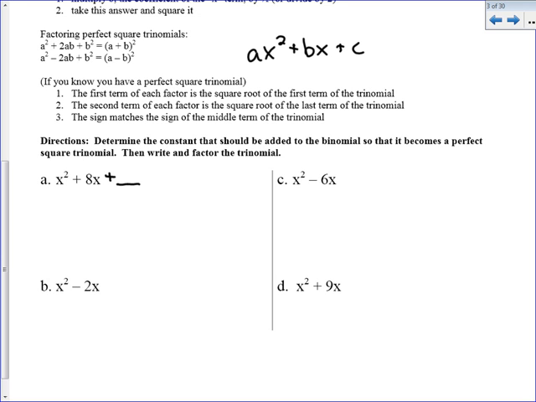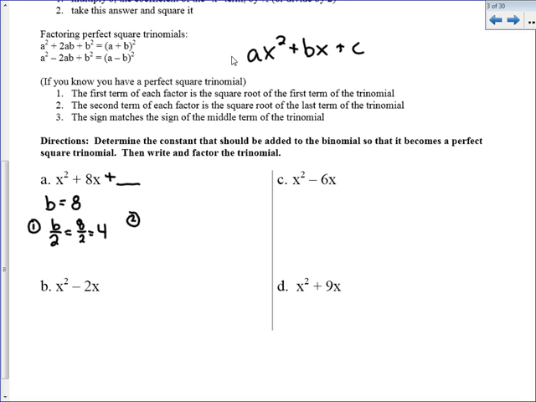So b in this problem is the 8. So the two things we want to do to b. The first thing you want to do to b is take it and divide it by 2. So you take 8 and divide it by 2, and I get 4. And then the second thing you want to do is take that answer and square it.